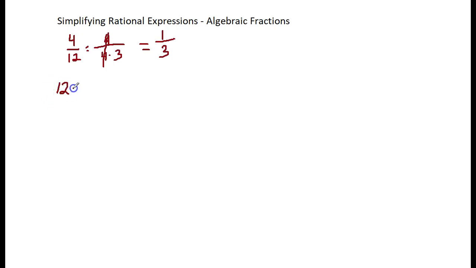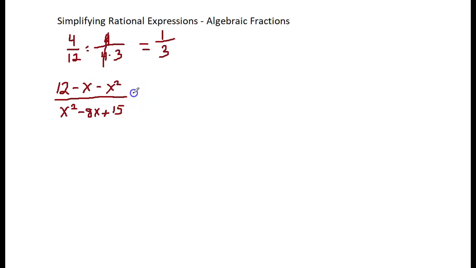We have 12 minus x squared over x squared minus 8x and then plus 15. Looks kind of ugly, doesn't it? Kind of looks scary. Don't let it scare you. They're not as bad as they look. They're just on the ugly side.